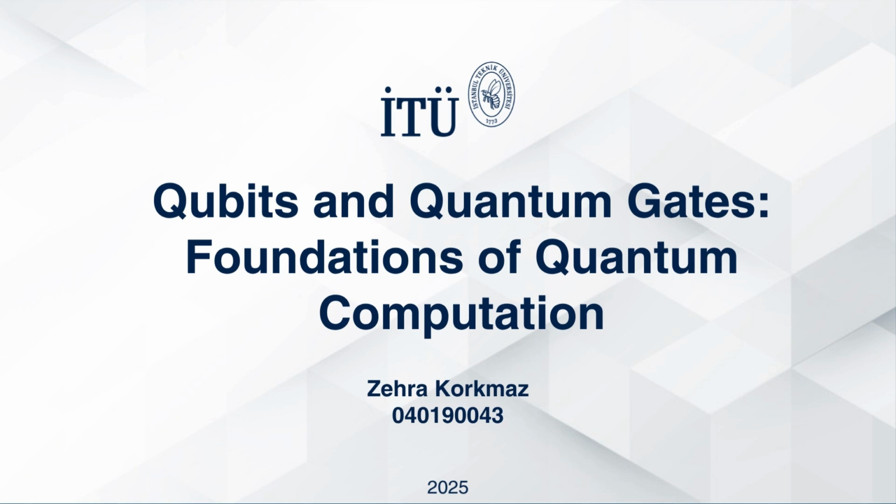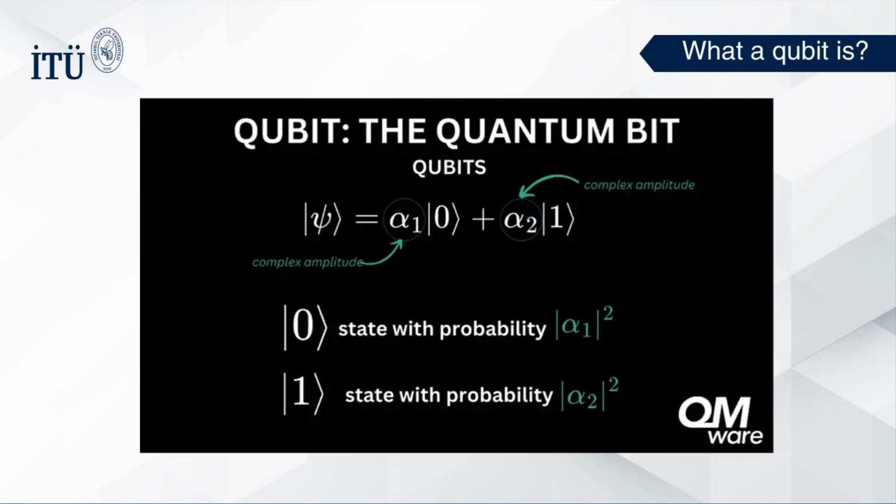Quantum gates are the essential building blocks that manipulate qubit states and enable quantum algorithms. In this presentation, I will explain the nature of qubits, the concept of superposition and entanglement, and how the most common quantum gates operate. A single qubit can be represented as a unit vector within a two-dimensional complex vector space.